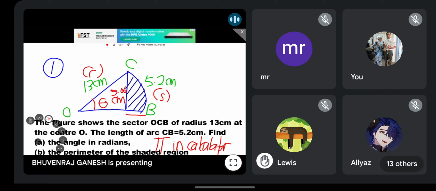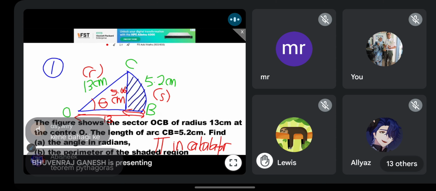Yang kamu tulis 13 tu adalah seluruh yang ni. Seluruh panjang ni 13. So, saya nak yang ni sekarang. Yang kecil ni. So, macam mana dapat? Bahagi apa? Yes, very good. Pythagoras theorem. Correct.